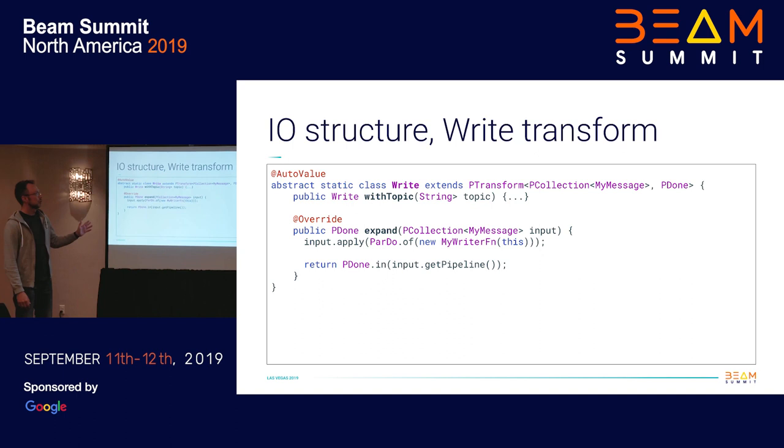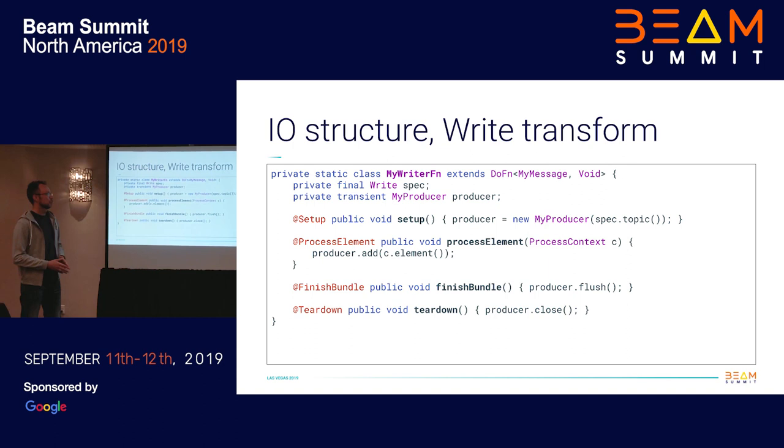Generally our example of a write transform could again be two parts, a configuration part and the expand part, where we take as an input the collection of our records and then create the write function, which will actually be a DoFn. And the DoFn in this case should implement these methods, like again setup, where we create our producer. In process element, we take our element as an input, then add it into the producer, but usually we don't write it directly, to avoid overloading our backend storage. That is why in finish bundle we usually just flush this bundle of records, and of course we should add some kind of error handling in this case, or retries, and so on.